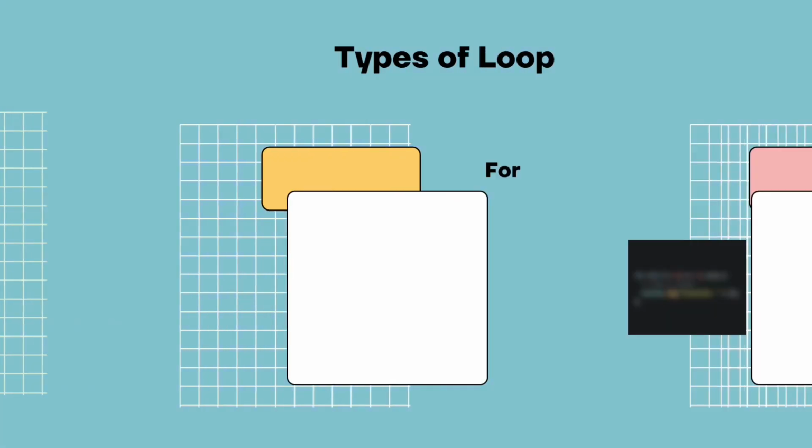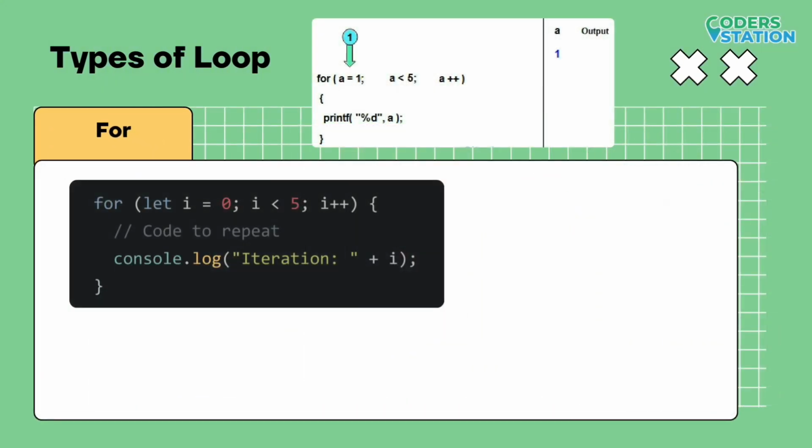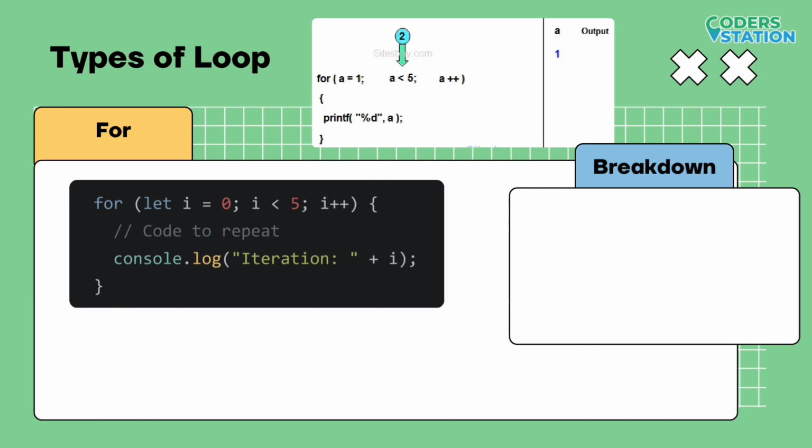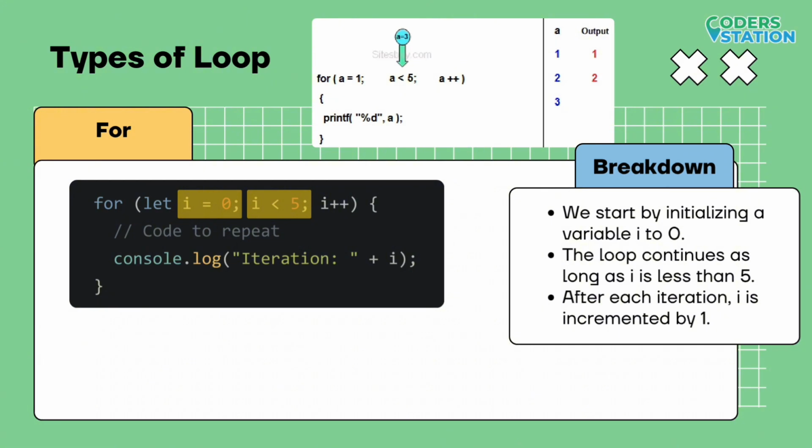The most common loop is the for loop. Let's take a look. So here, let's break down this code. We start by initializing a variable i to 0. It means the value of variable i is equal to 0. The loop continues as long as the condition here, i is less than 5, is true.